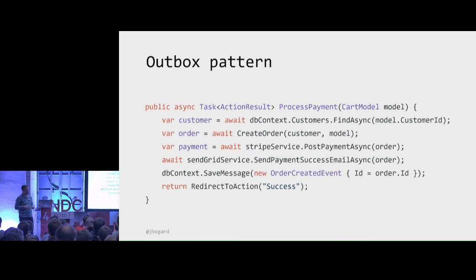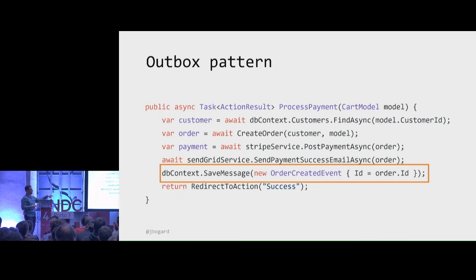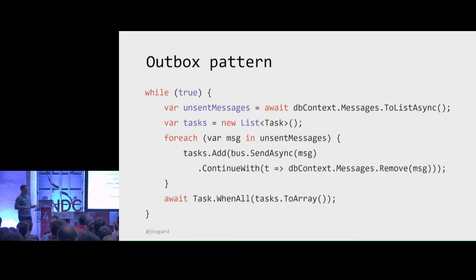So in code, it would look like this, where instead of me calling bus.publish, I'm inserting something into our database, and that message is eventually going to get sent out the door. Then some kind of background processor is going to look for any unsent messages, take the messages off the database, and send them out the door via RabbitMQ.